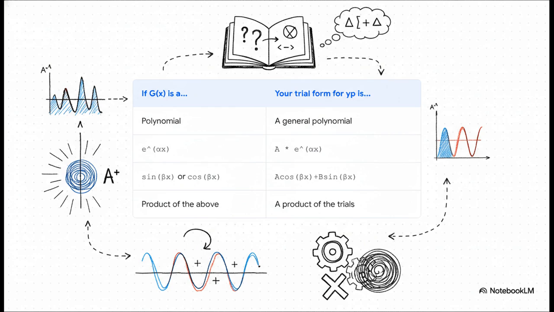And this slide is basically our playbook. It's the cheat sheet for making that educated guess. If g of x is a polynomial, you guess a general polynomial. If it's an exponential, you guess an exponential. But notice this one key detail. If you see a sine or a cosine, you have to guess a combination of both. Why? Because their derivatives keep flipping back and forth between each other.